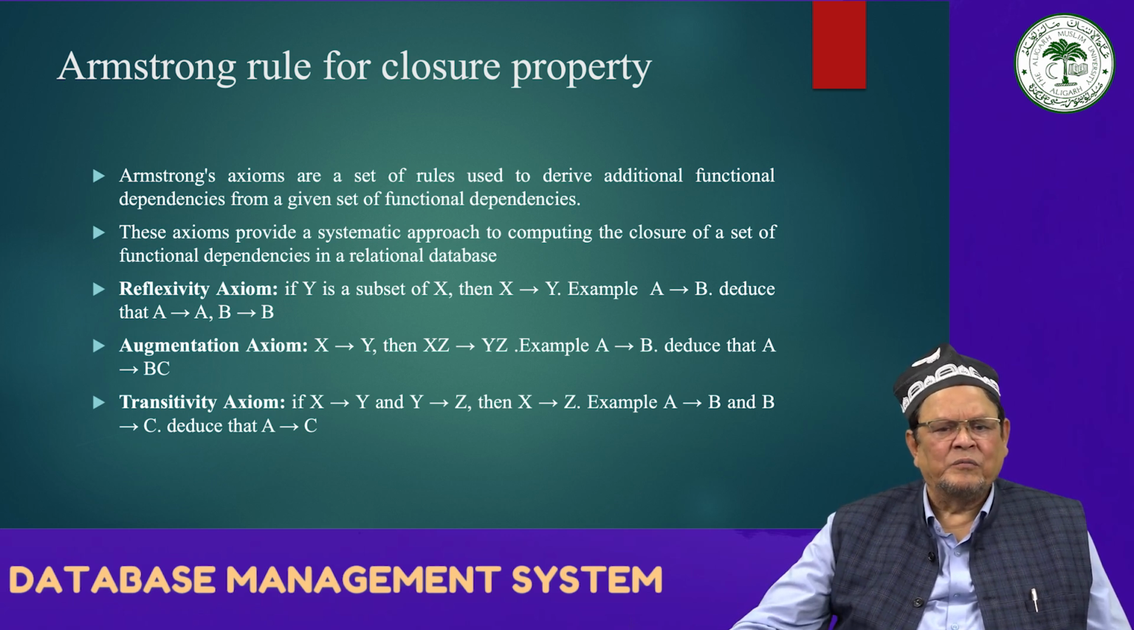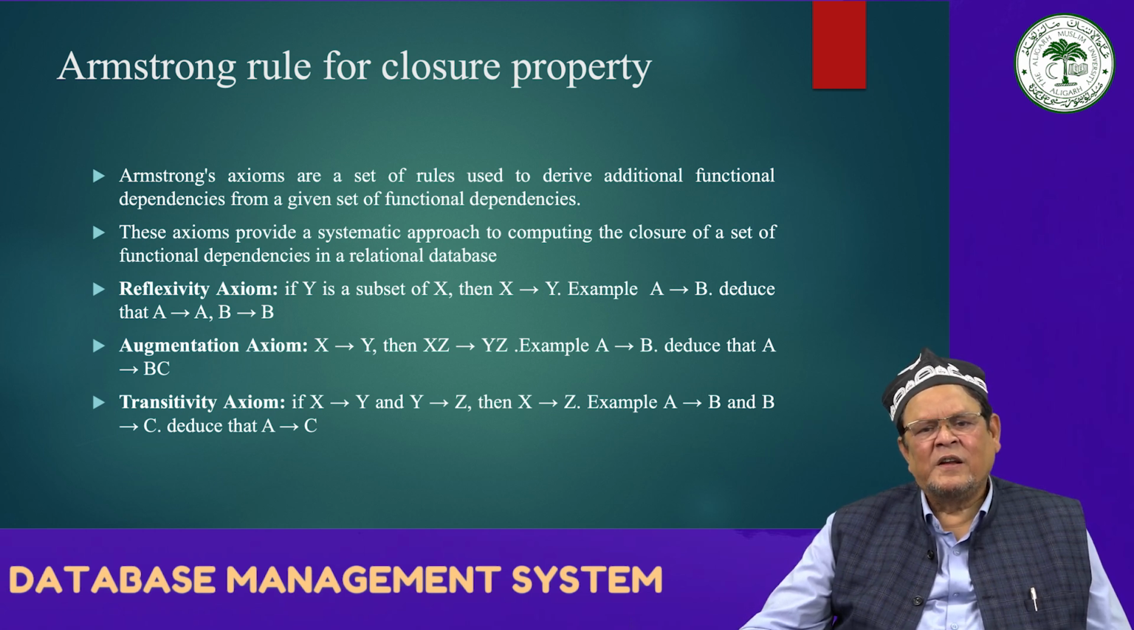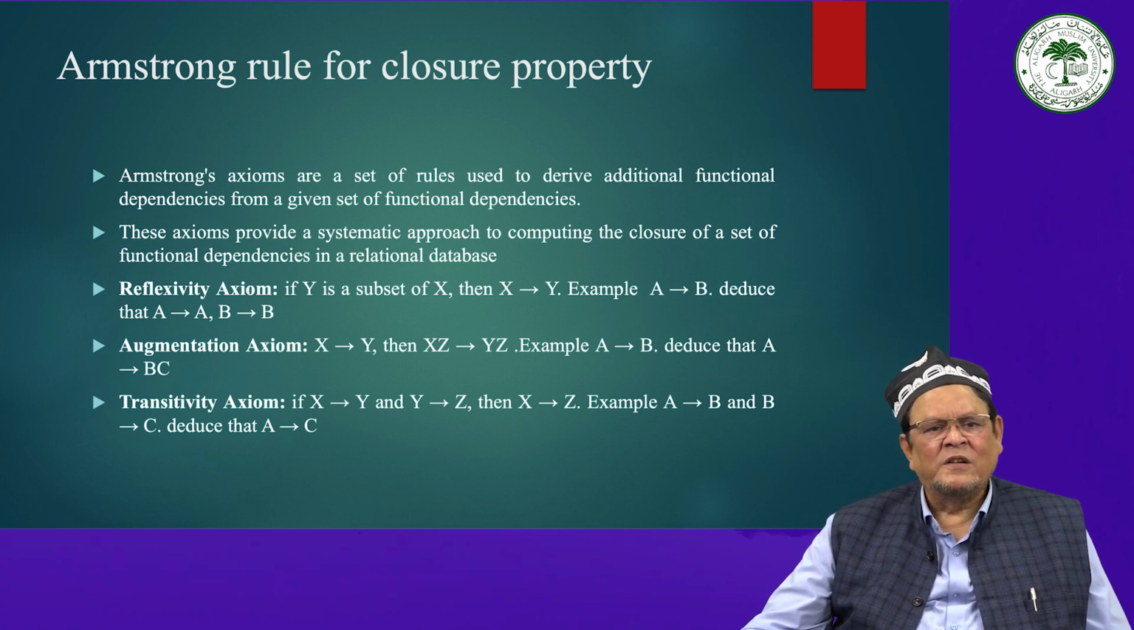Augmentation axiom. Augmentation states that if X determines Y, then XZ determines YZ for any attribute set Z. This axiom allows you to add the same attributes to both sides of a functional dependency. Mathematically, if X determines Y, then XZ determines YZ.